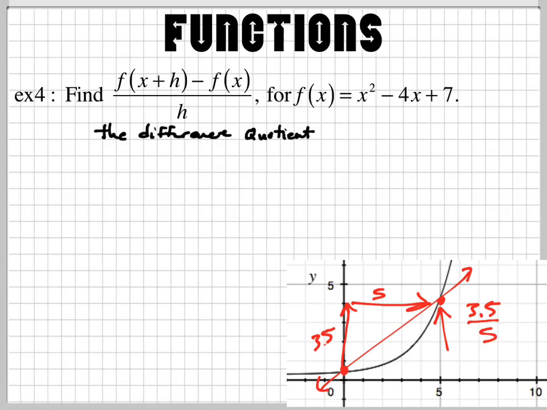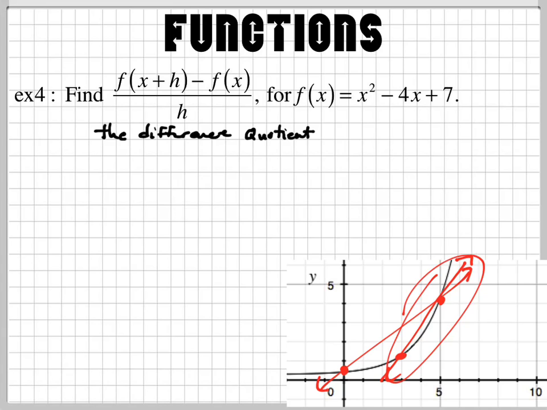Is it 3.5 over 5? Or should I pick this point right here and draw my line, and is it more like this? Is it more that steep? Is it that steep at that point? Or is it more like this steep right here? It's any of them.